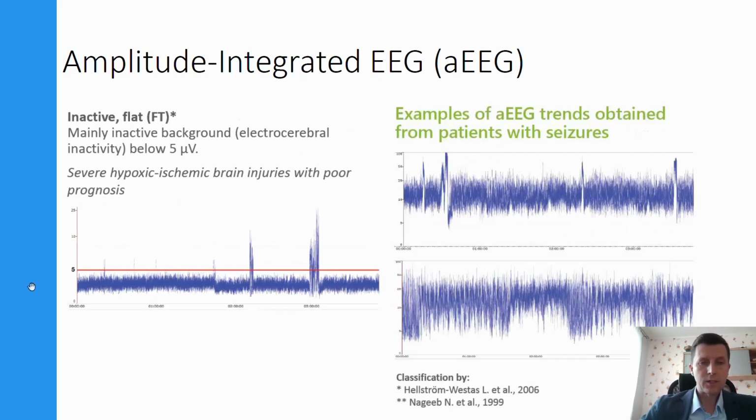And other patterns, for example, nearly isoelectric patterns, show us that electrical activity of the brain is very low, and it is a very negative pattern for prognosis for such a patient.